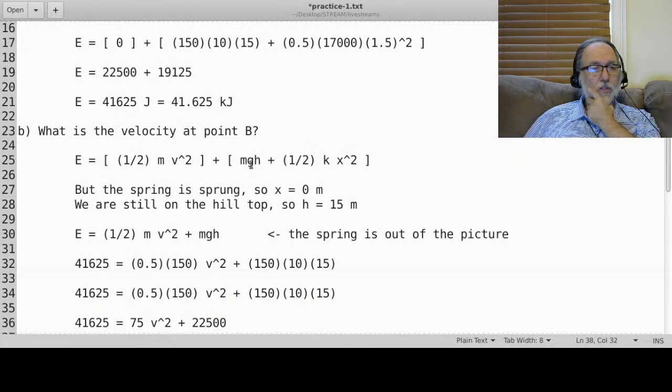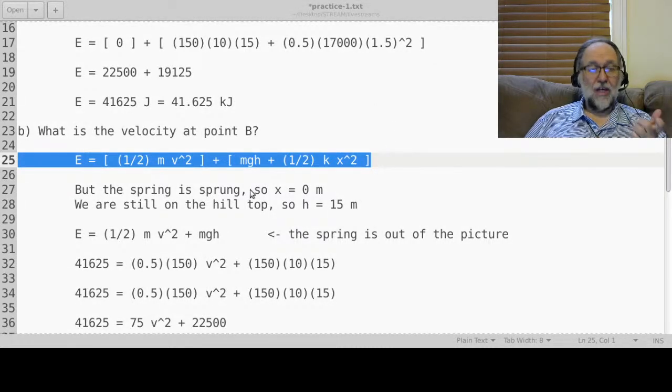There we go. Okay, so you still have the same equation, which is basically kinetic energy plus potential, the kinetic 1/2 mv squared, and the potential, both contributions, mgh and 1/2 kx squared. But the spring has sprung, so x is equal to 0 now, because the spring is no longer compressed. I didn't see that in the diagram, but just imagine, the spring has been uncompressed, and all that energy went into the cart, and the cart's now moving. So x is equal to 0, because it has sprung, but we're still on top of the hill. So h is still 15 meters.